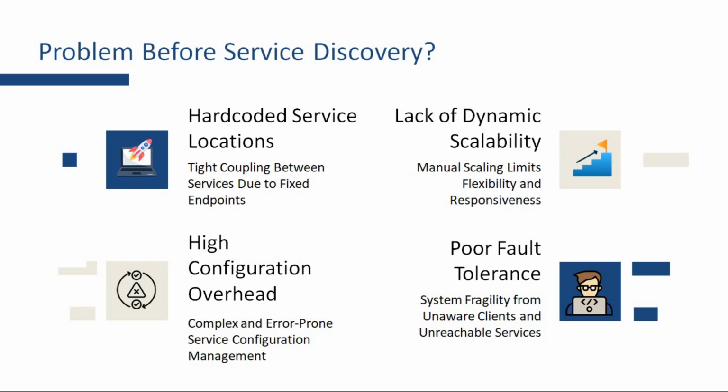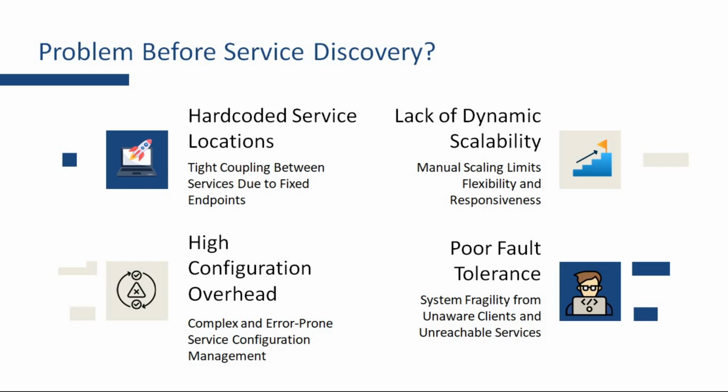3. High configuration overhead. In these setups, each service had to maintain its own list of dependencies and their addresses, usually stored in properties files or environment variables. This leads to a huge configuration burden. Every time you deploy or switch environments, whether it's dev, QA or production, you have to manually update all these configs. That increases the chance of human error and slows down deployments for everyone involved, especially the DevOps team.